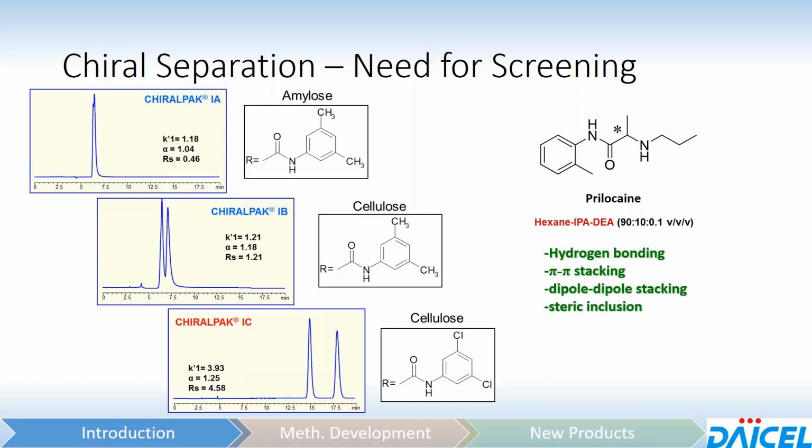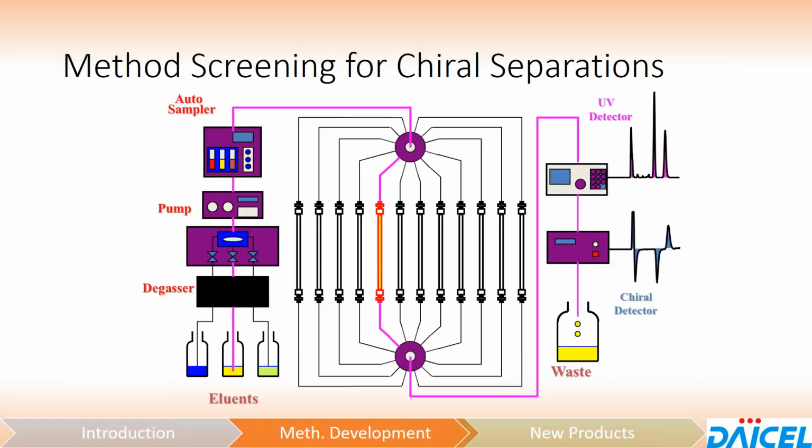And so what we need to do is implement a screening approach. And this is kind of a sample cartoonish version of what we have in our lab. We've got a 12-column switching valve in which we can screen 12 different columns, a combination of different mobile phases, set this up to automated screen overnight, and then hopefully in the morning come in and find a nice baseline resolution or at least a partial separation that we can begin optimizing in our next steps.